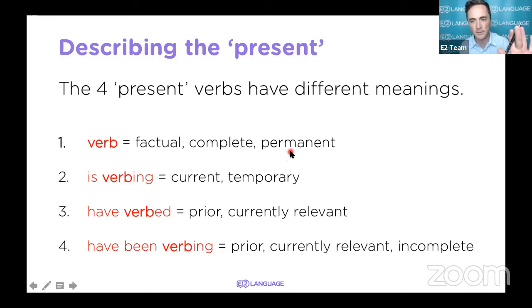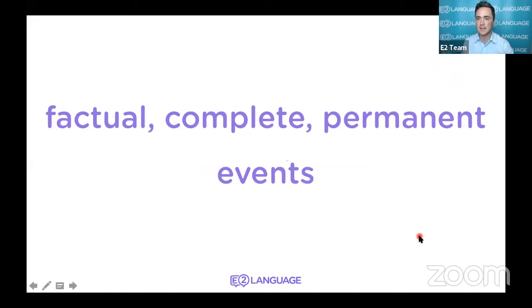I'm going to go through these one by one and show you what I mean, and it will start to make sense. But if we use this one, is verbing, like is identifying, or astronomers are identifying new stars, this is current and it's temporary. So it has a different meaning to this one here. And if we use this one, have verb, like astronomers have identified new stars, this is referring to the past, but it's currently relevant. And this one, astronomers have been identifying new stars, is prior, it's currently relevant, but it's incomplete. So let's look at them one by one.